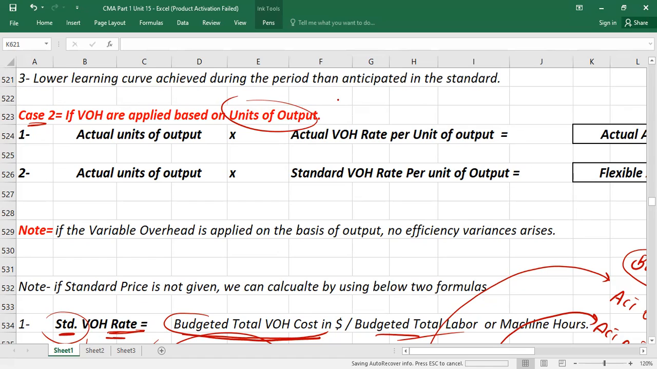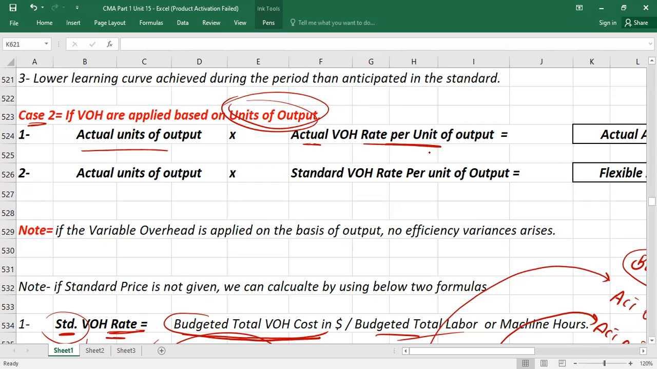I'm saying one more time. If variable overheads are absorbed based on hours, how many lines are there? Three lines: actual hours, actual rate; actual hours, standard rate; standard hours, standard rate. Now case number 2: if variable overheads are applied based on units of output, there are only two lines. What is the first line? Because here we'll take output as the activity level, so we'll take actual units of output multiplied by what? Actual rate per unit.